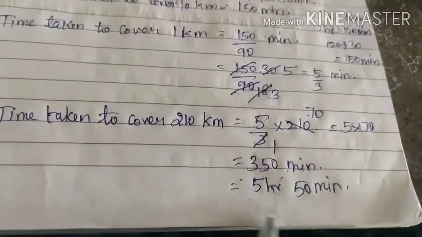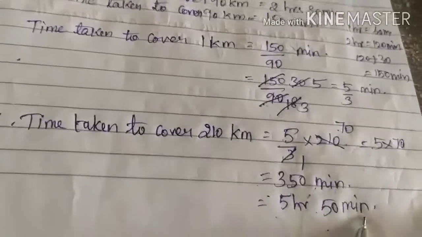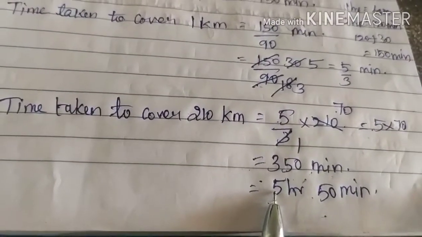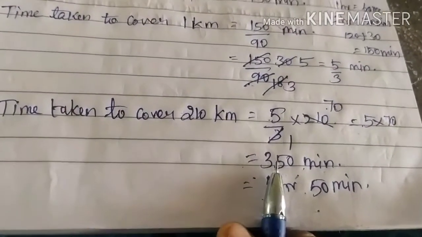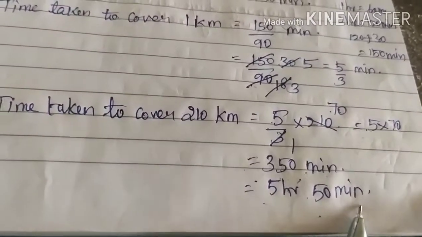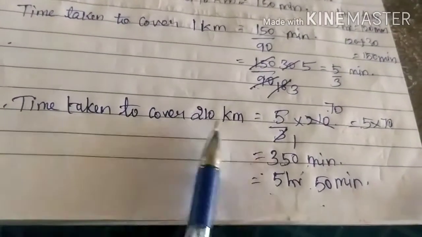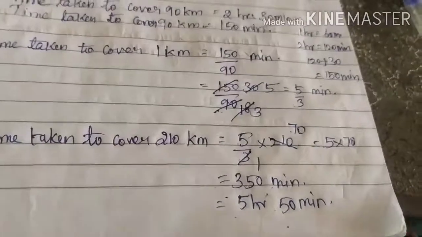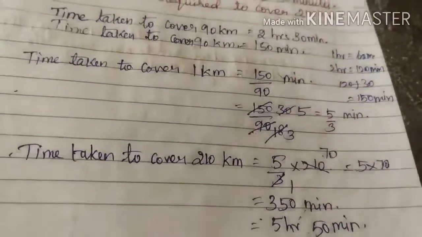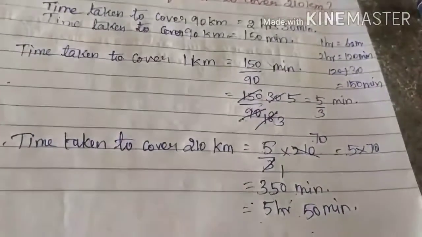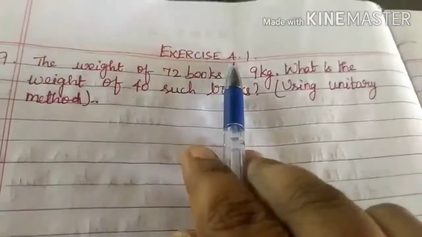How did I write this 350 minutes? 5 hours 50 minutes. 5 into 6 is 300. Remaining 50, so 50 minutes. Therefore time taken to cover 210 kilometers is 5 hours 50 minutes. Okay, have you clear, children, up to this? Very much simple sum. Next, children, exercise number 4.1.